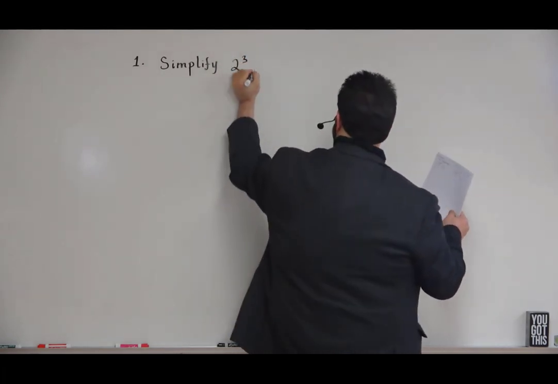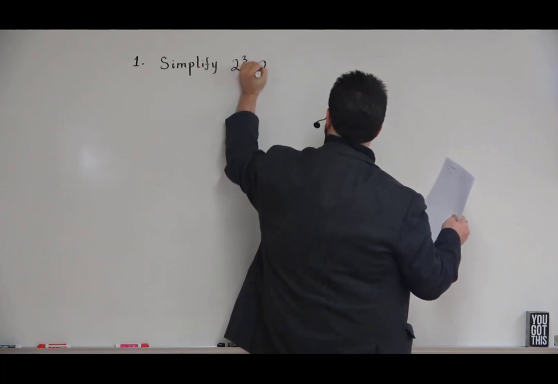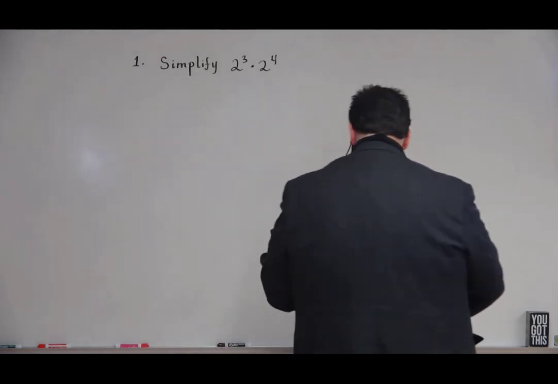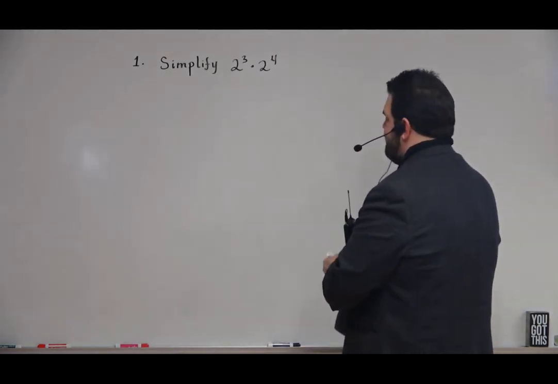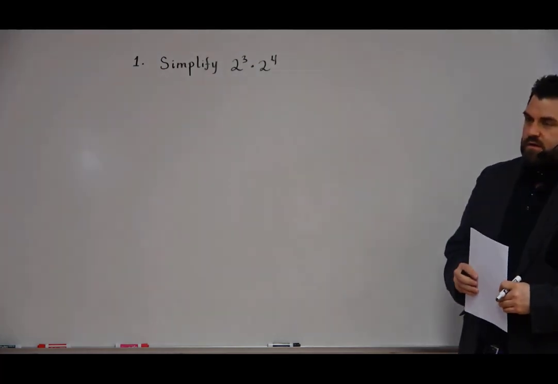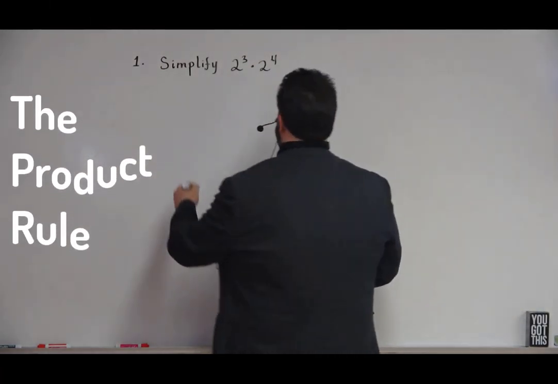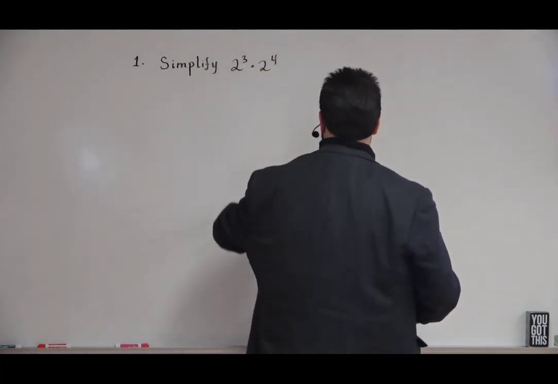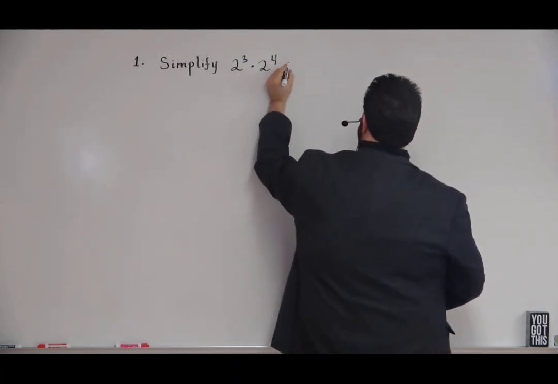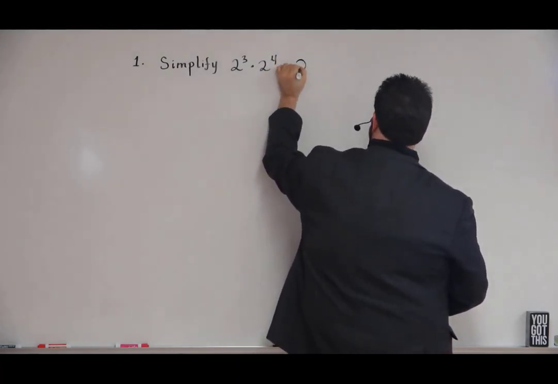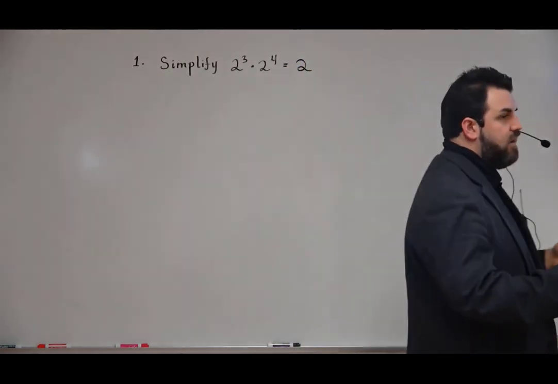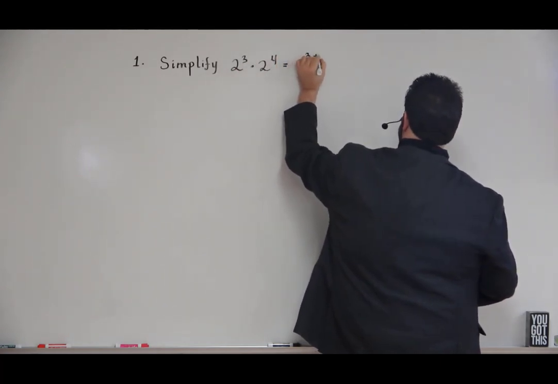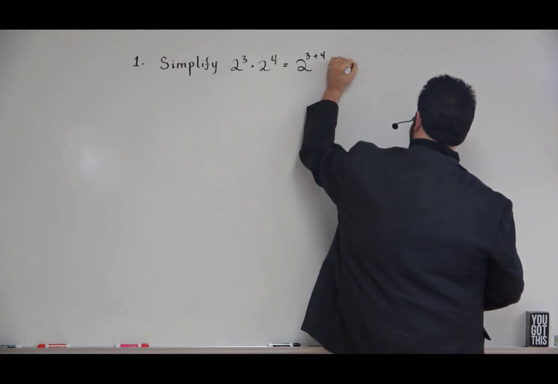Okay, so simplify 2 to the 3rd power times 2 to the 4th power. We have to apply something called the product rule. The product rule says that if the bases are the same, we just add the exponents. Here both bases are 2, so I'm just going to add the exponents. I have to write the base. This is key. People are not writing the base. Then you add the exponents, 3 plus 4. So I have 2 raised to the power of 7.